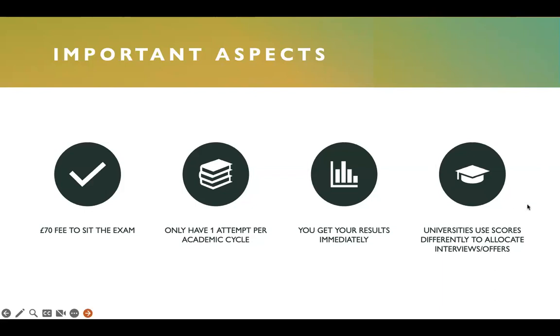The universities also use the scores differently to allocate interviews and offers, so again, try to be tactical when you get your score. If you get a really high score and, before writing the UCAT, you thought you'd never be able to go to this university because they have such a high cutoff, now you've got the score, of course you can try and apply for that one, because you might be a strong candidate for that university. Compared to another university where maybe you didn't score enough, you can think, well, they don't look at the UCAT score as much, so maybe I have more of a chance applying to them. So be tactical and be flexible.